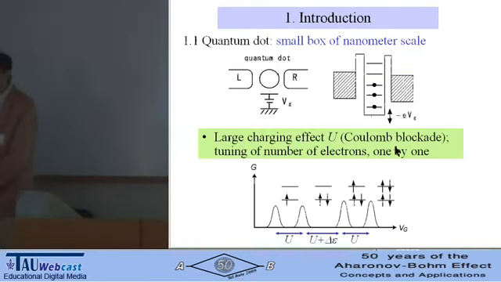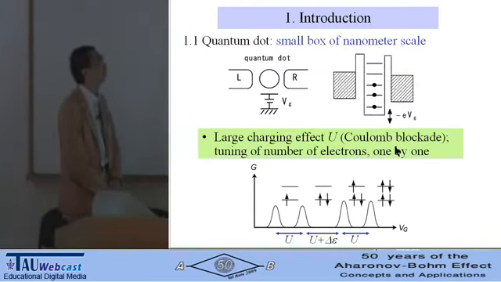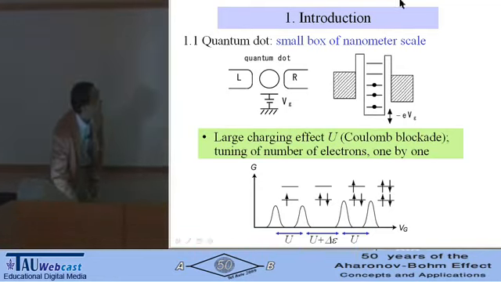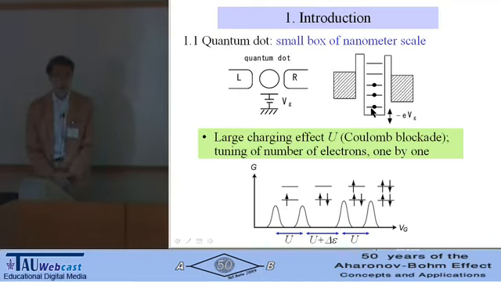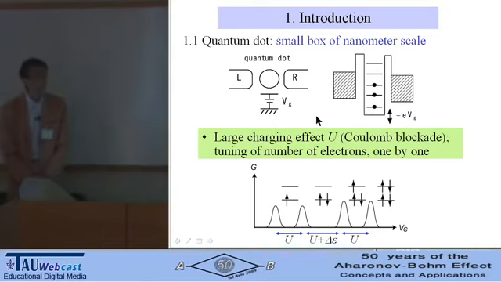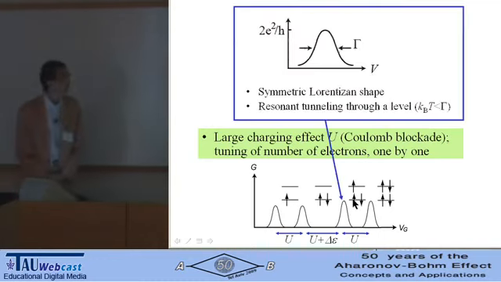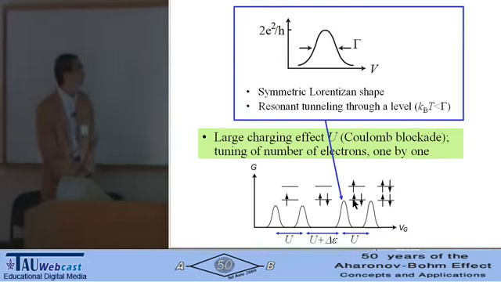So in the introduction, let me start with the quantum dot, a small box of nanometer scale coupled to two leads. So energy levels are discretized in the quantum dot. And with the large charging energy U, so-called Coulomb blockade, you can tune the number of electrons in the quantum dot one by one using the gate voltage. And each peak of the current shows a symmetric Lorentzian shape due to the resonant tunneling through one of the quantized energy levels.